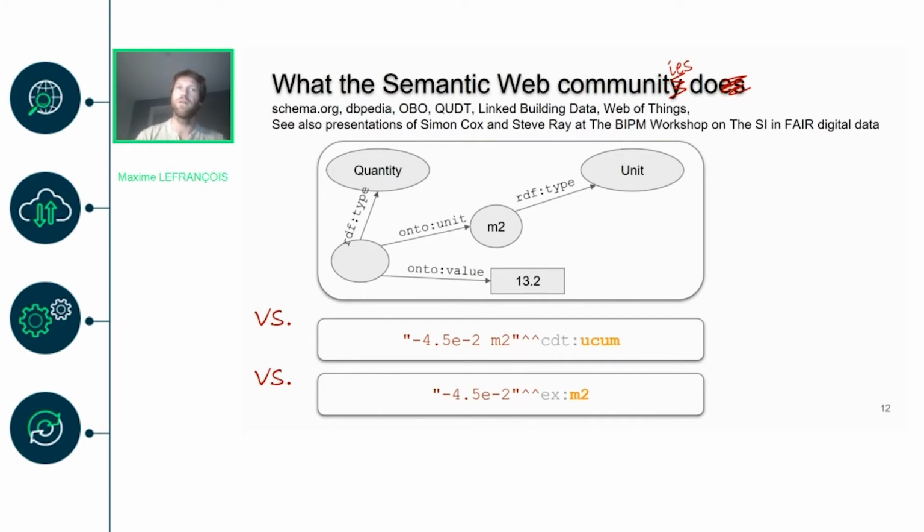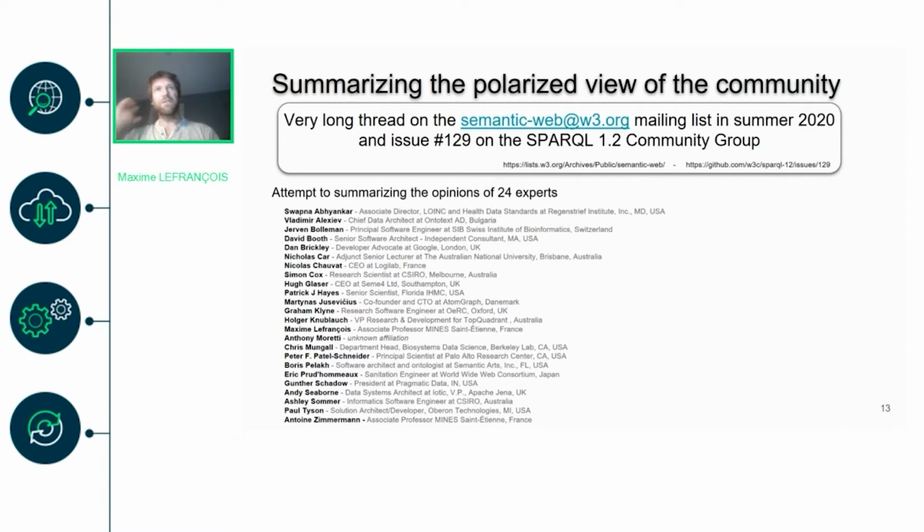The linked building data community adopts UCUM. The Web of Things community is a bit waiting for what will come up. In this workshop, I would love to see the presentation by Simon Cox and Steve Ray. I didn't have the chance to do so yet, but I'm pretty sure that this is really interesting, and it brings light also on other ways of doing things in other communities, and in QUDT, for example. What I will try to do here instead is summarize the polarized view of the community based on a very long thread that happened on the Semantic Web mailing list of the W3C last summer.